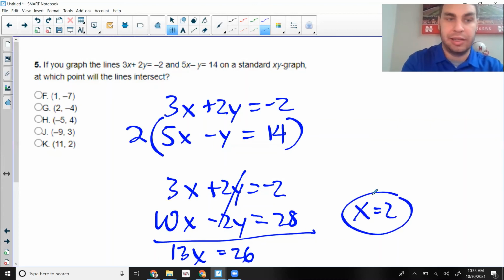And the only answer where that happens, I think, is letter G, right? And you don't even have to plug that back in to find the y. You just know right away that the answer is letter G.